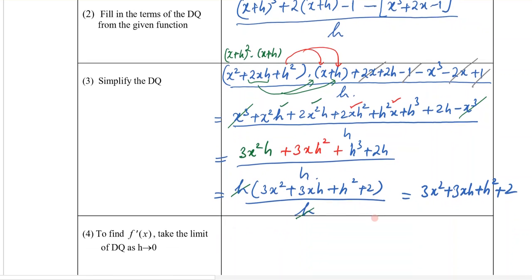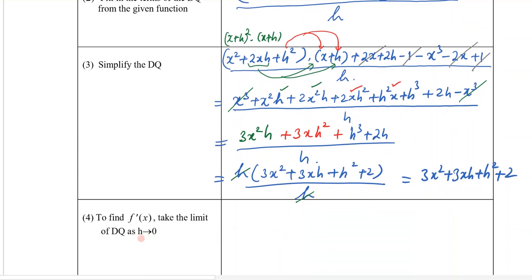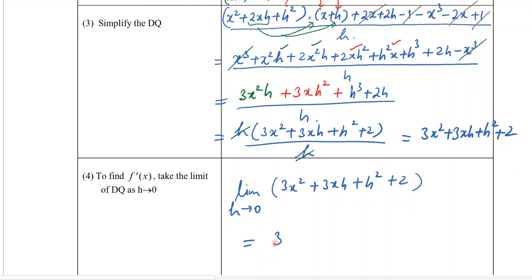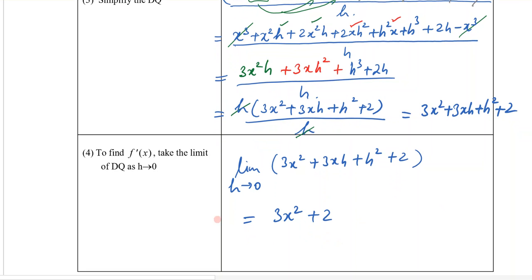After simplification, the last step is to take the limit as h approaches 0. So limit as h approaches 0 of 3x squared plus 3xh plus h squared plus 2. So when we plug in the limit, we see that 3x squared stays, and this expression becomes 0 and this becomes 0. So we are left with 3x squared plus 2. So this is our derivative of the given expression.